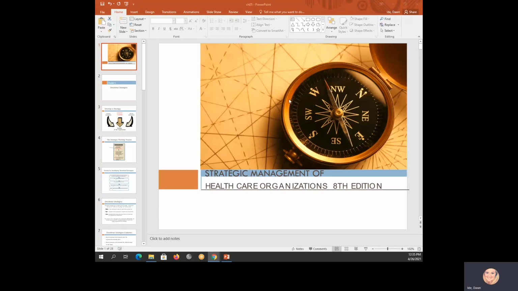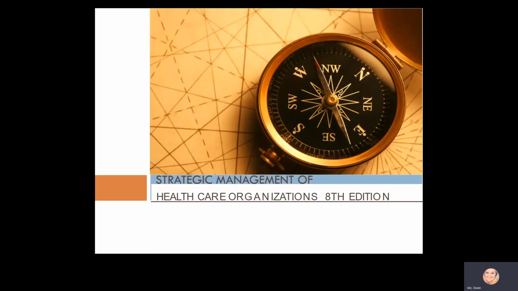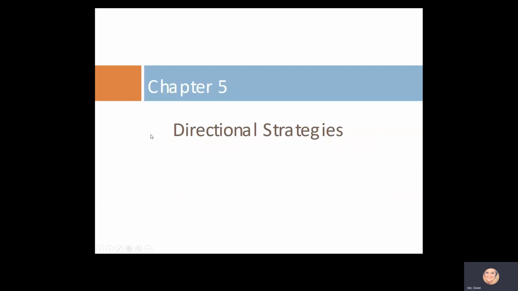Okay, so chapter 5, and in chapter 4, don't forget, we just talked about the internal parts of our assessment and strategy. In chapter 5, I'm going to blow this up so it's much larger. We turn it into slideshow mode, which we all love and appreciate. There we go. We're talking about, again, our directional strategies.